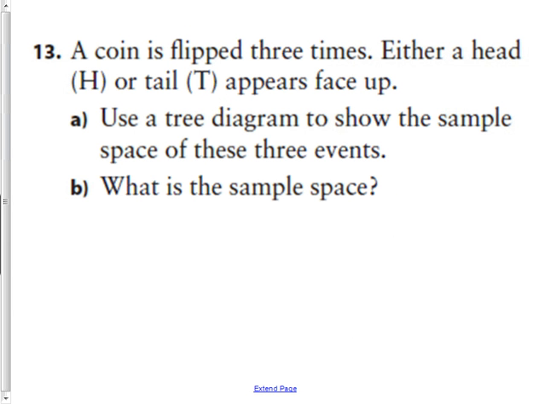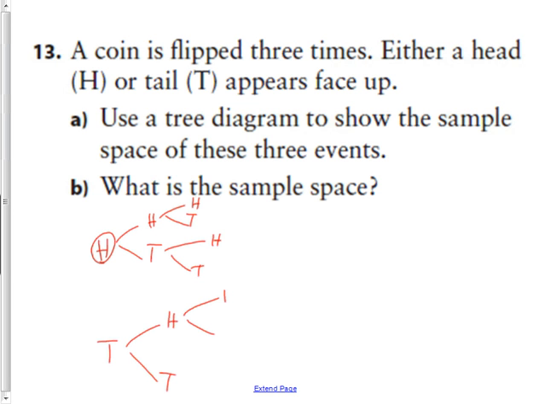Question 13 says a coin is flipped 3 times. Either a head or tail appears face up. Now we've already done this one, but let's just look at this again. Use a tree diagram to show the sample space of these 3 events. Our first one is heads or tails. Our second event would be, if I flipped a head first, I could have a head or a tail on my second one, or a head or a tail on my second one if I went tails first. And then head or tails on each of these.